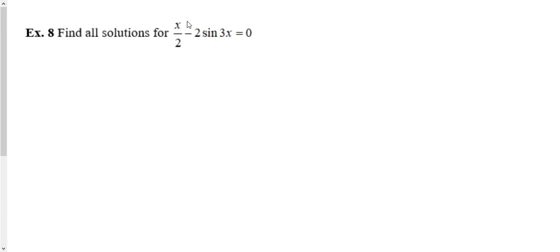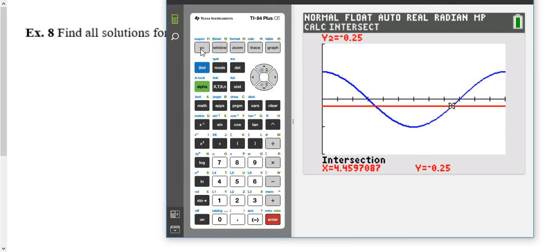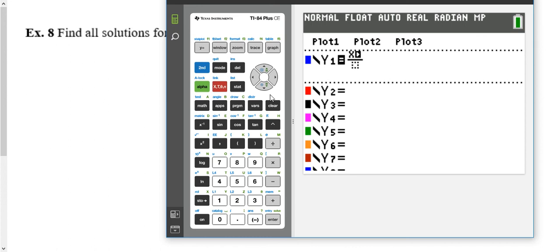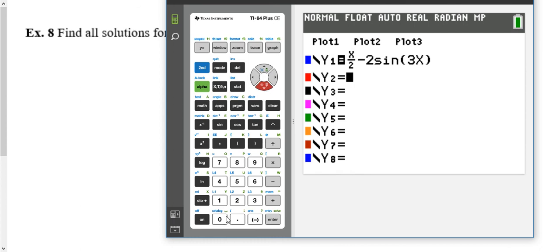And we have our last question for today. We have: find all solutions for x divided by 2 minus 2 sine 3x equals 0. This one here, by the way, is a radian question. I want to be in radians. Okay. And so let's set up our window here. So find all solutions. Let's type in our equation first. So we have x over 2 minus 2 sine 3x, with 3x all together, and in y2, 0.